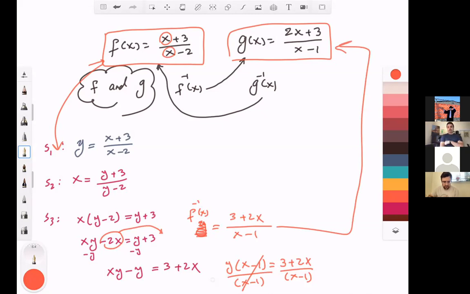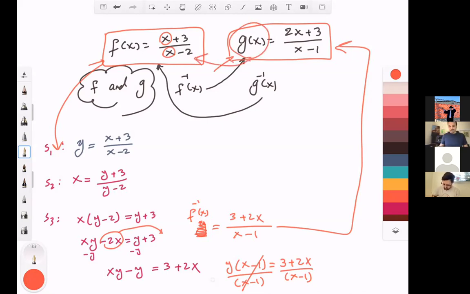Is that correct? Yes, correct. We have 2x plus 3, here is 3 plus 2x. It's fine. So the inverse of f of x equals g of x. Now we have to do this one to get to that one. It's a lot of work.